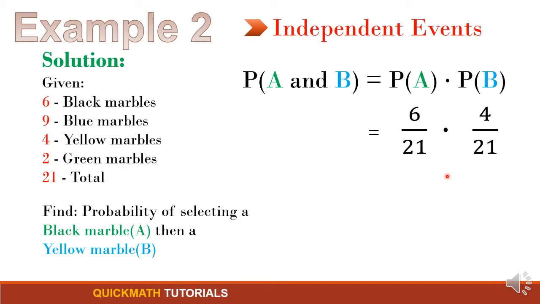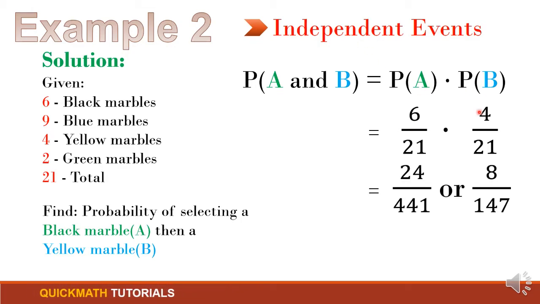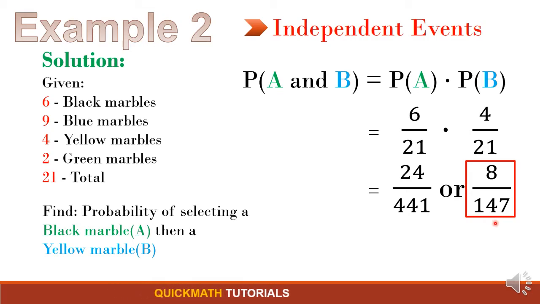Next, we will multiply 6 times 4, which is equal to 24, and 21 times 21, which is equal to 441. Or in lowest terms, we will divide both by 3. So we have 8 over 147. Therefore, the probability of selecting a black marble then a yellow marble is 8 over 147.